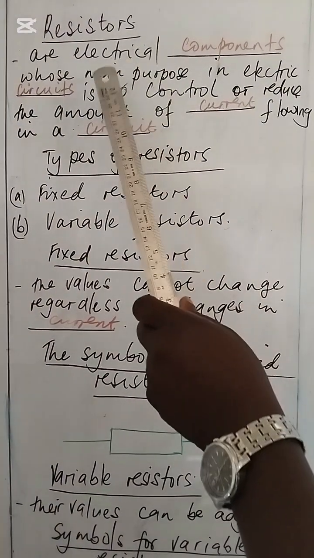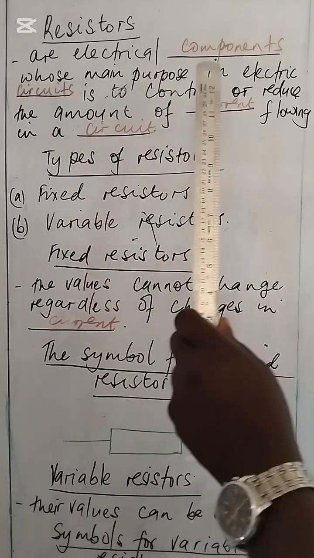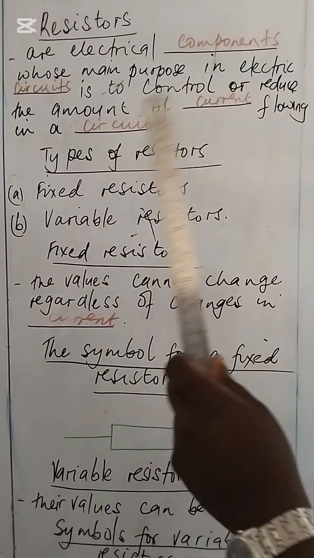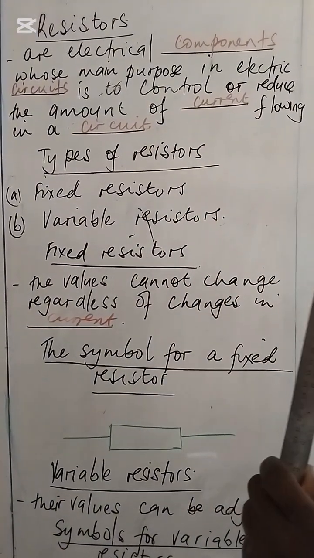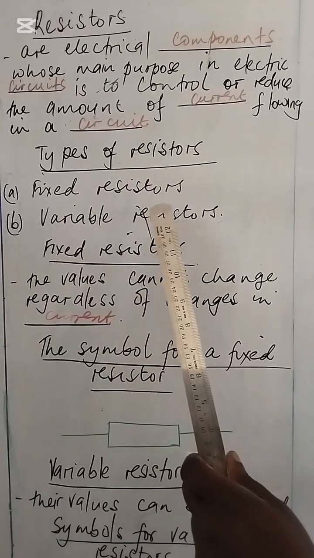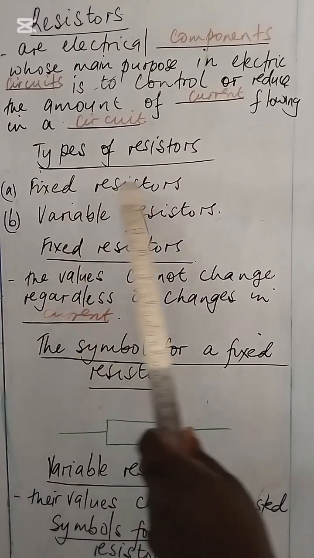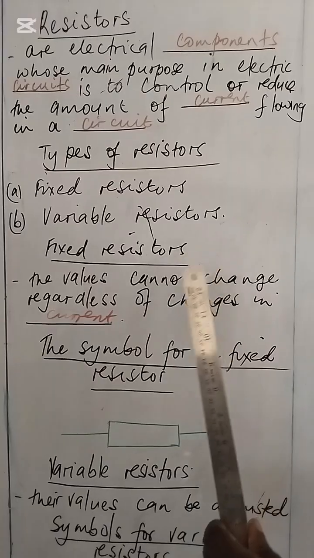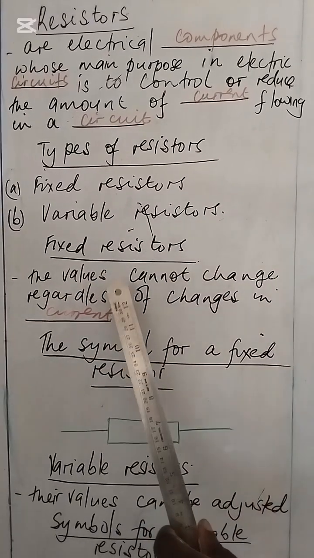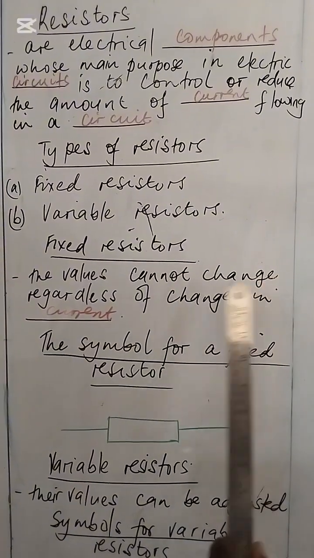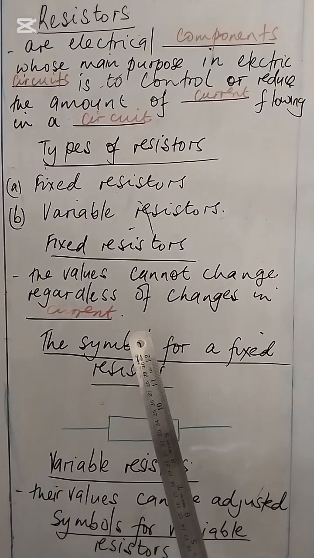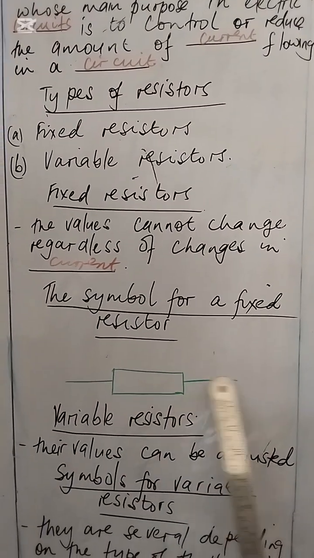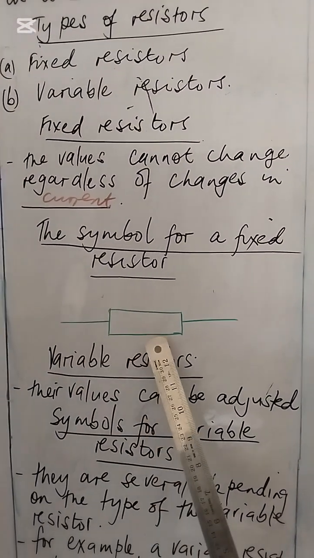Resistors are electrical components whose main purpose in electric circuits is to control or reduce the amount of current flowing in a circuit. We have two main types of resistors: the fixed resistors and those called variable resistors. Fixed resistors, the value of resistance does not change irrespective of changes in current. The symbol for a fixed resistor is a box and two lines coming away from the box.